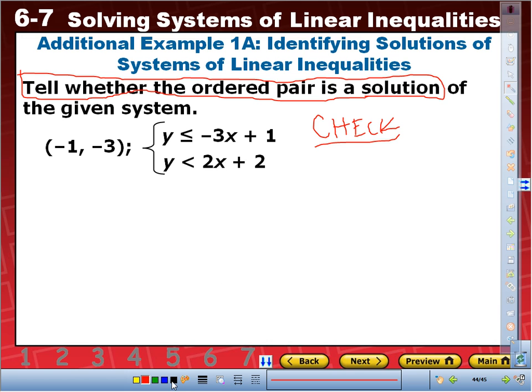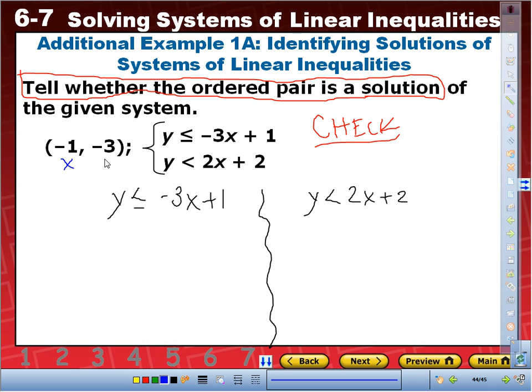So, do we know how to check? Yes. We've done this before with systems of equations. So all we do now is rewrite these side by side. I'm going to write this one here, y less than or equal to negative 3x plus 1, and the other one over here, y less than 2x plus 2. And how do we check? We substitute the values into the inequality, right? This is x, this is y. Let's do this one together.